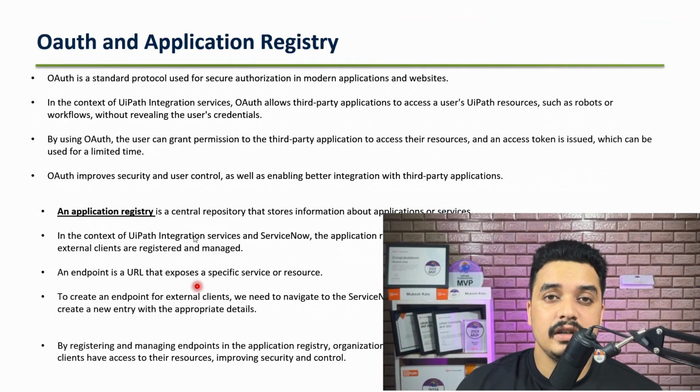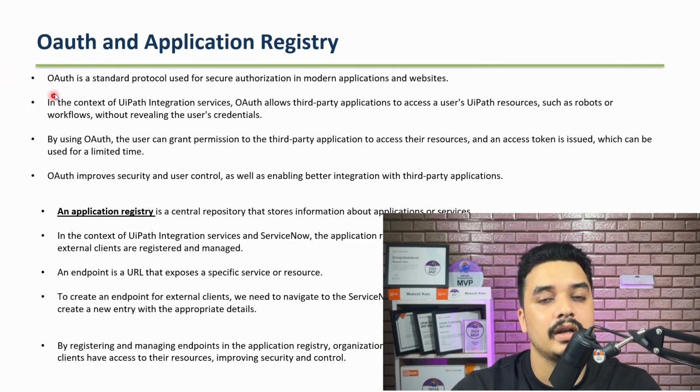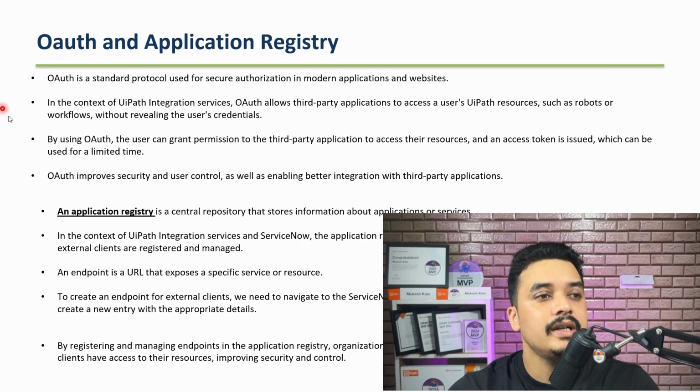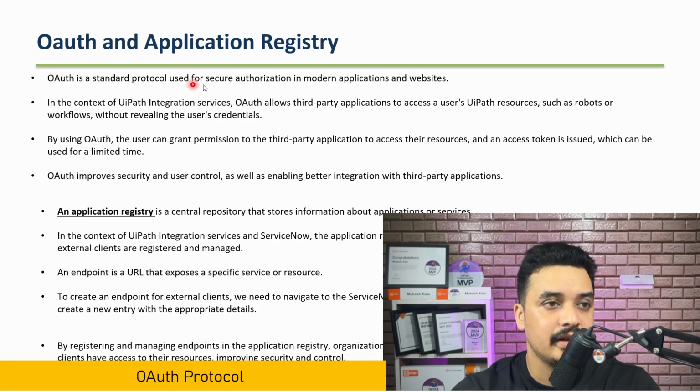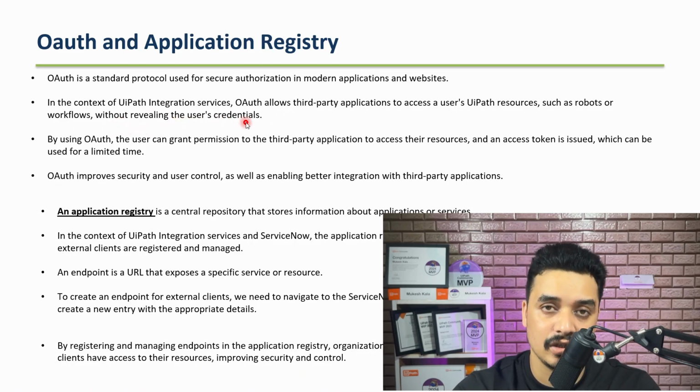Now, some additional information I want to give you about OAuth and the application registry. Okay, so whenever we talk about protocol, we talk about OAuth. People who are coming from the API background would understand that OAuth is a security standard protocol for secure authorization in modern applications and websites. In the context of UiPath Integration Services, OAuth will allow the third party application to use resources such as robot workflow without revealing the user's credentials, right?